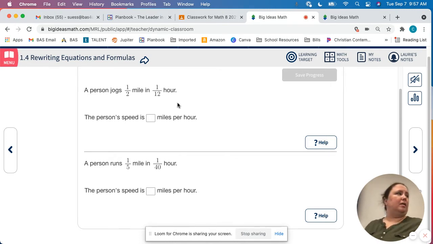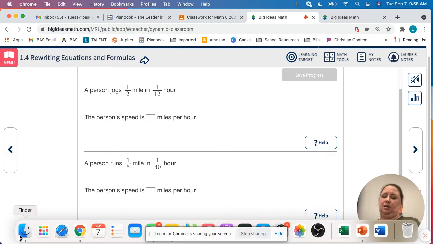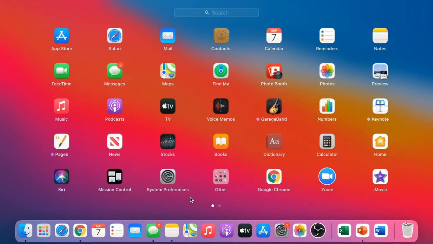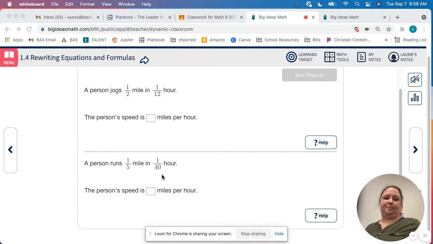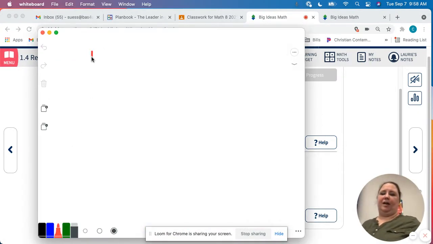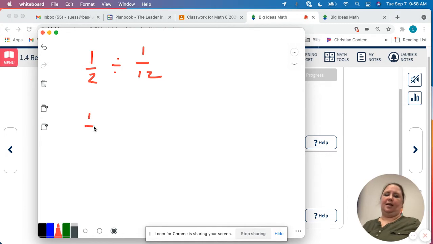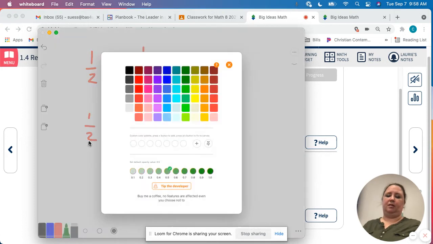I'm going a half a mile in a 1/12 of an hour, so I'm going to divide 1/2 by 1/12. When you divide fractions, what do you actually do? Switch. Yeah, there it is. You got to flip the fraction and multiply. Let me pull my little whiteboard. Okay, so if I have 1/2 divided by 1/12, so I'm going to say 1/2 times 12 over 1. Now I could just multiply straight across, but you can also cross cancel, simplify, right?